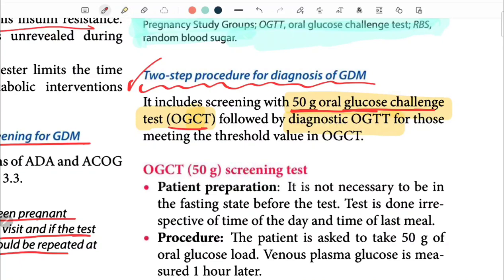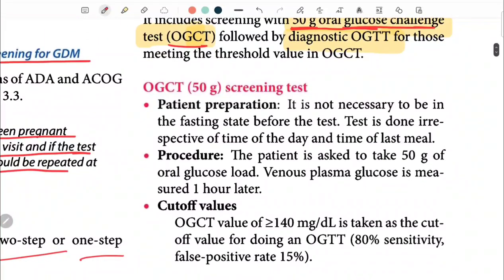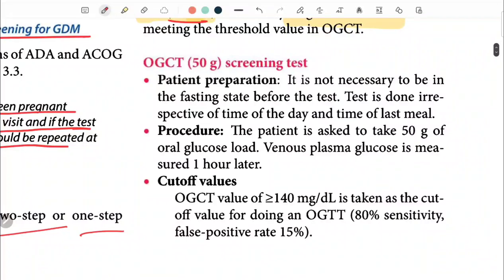It's very simple, guys. The oral glucose challenge test is first done, and if the value reaches the threshold, then a diagnostic OGTT, oral glucose tolerance test, is done. Now first let's see how this OGCT, the 50 gram glucose screening test, is done.